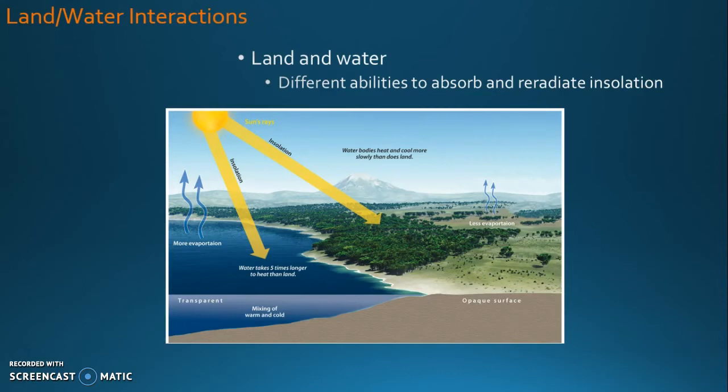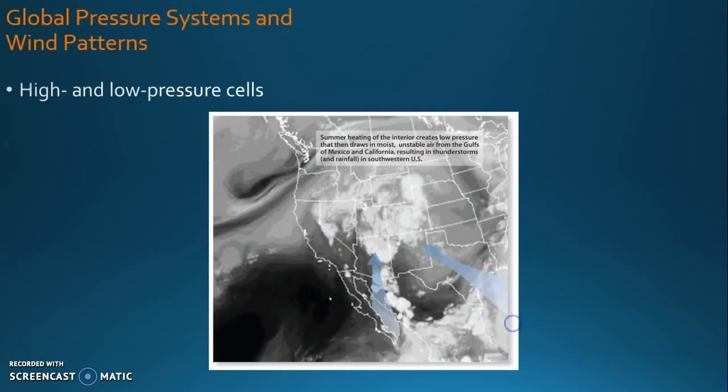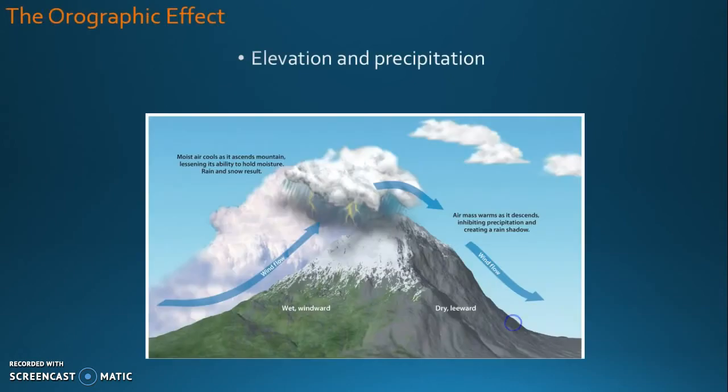As I said, places close to the water tend to have milder climates just because water takes longer to cool and longer to warm up than land. Pressure cells, all that means is wind flows from places that have high pressure to places that have low pressure. So this helps create wind movement. And again, that helps redistribute heat throughout the planet.